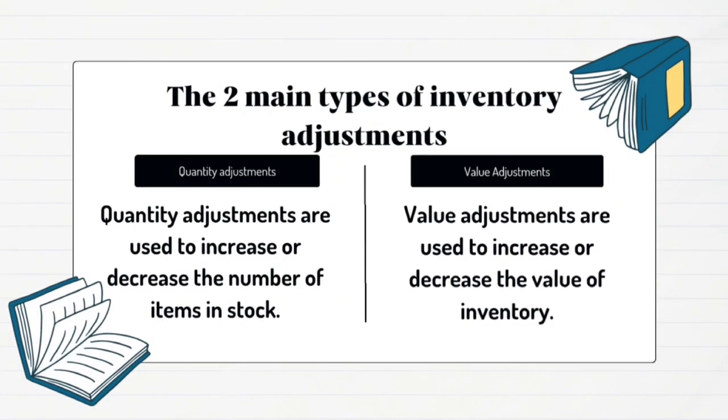The two main types of inventory adjustment are the quantity adjustment and the value adjustment. The quantity adjustments are used to increase or decrease the number of items in stock. And the value adjustments are used to increase or decrease the value of inventory.